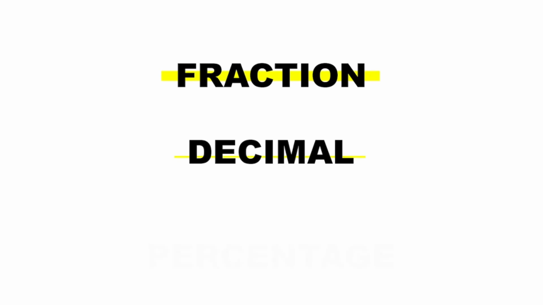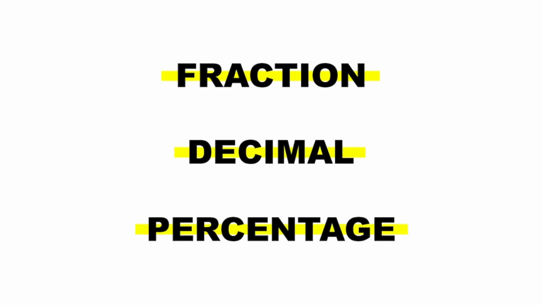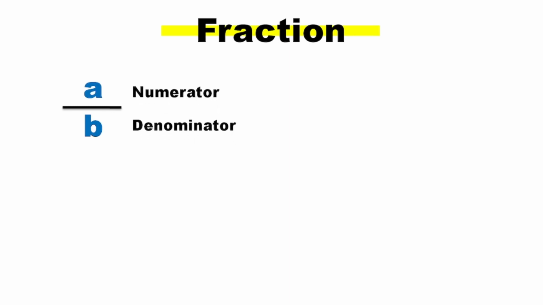A fraction can be represented in 3 ways: as a fraction, as a decimal, as a percentage. Let us see each of these 3 forms of representation. The first and most common form of representing a fraction is in the form of a by b. Here, a is the numerator and b is the denominator. Both the numerator and the denominator are separated by a horizontal bar.